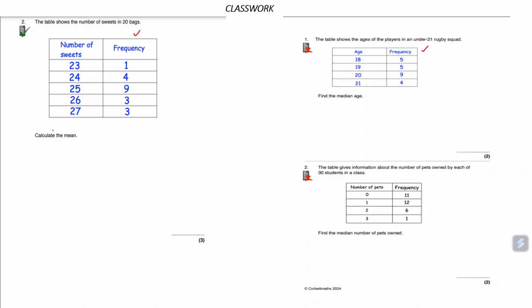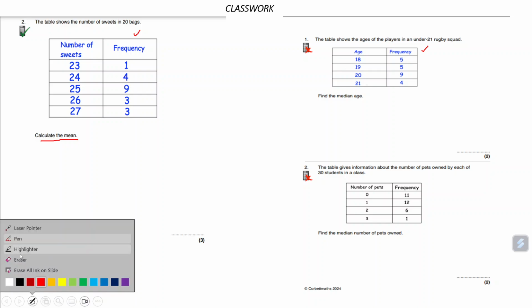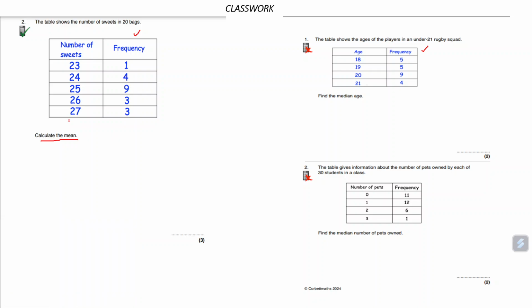So to find the mean, the question says calculate the mean. Remember, we are still on our frequency table that relates to discrete data. To calculate our mean, first thing first, we need to find our total frequency. The question says the table shows the number of sweets in 20 bags, so definitely the total should be 20.